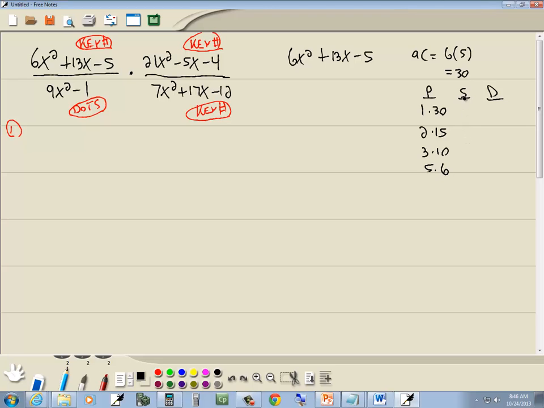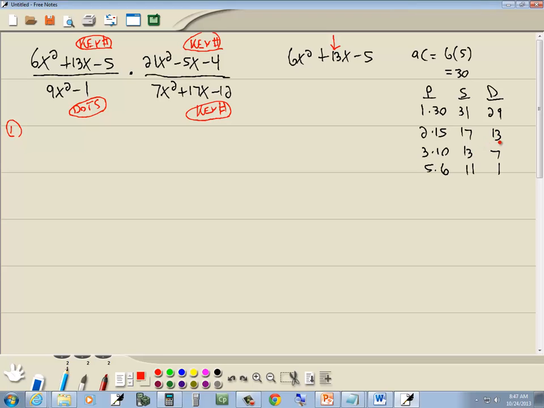The S column, S for sum, we want to add these together. 1 plus 30 is 31, 2 plus 15 is 17, 3 plus 10 is 13, 5 plus 6 is 11. Difference column, D for difference, we want to subtract. 30 minus 1 is 29, 15 minus 2 is 13, 10 minus 3 is 7, 6 minus 5 is 1. The number we're looking for is the number in our middle term, which is 13. We've got 13 in both columns, actually.